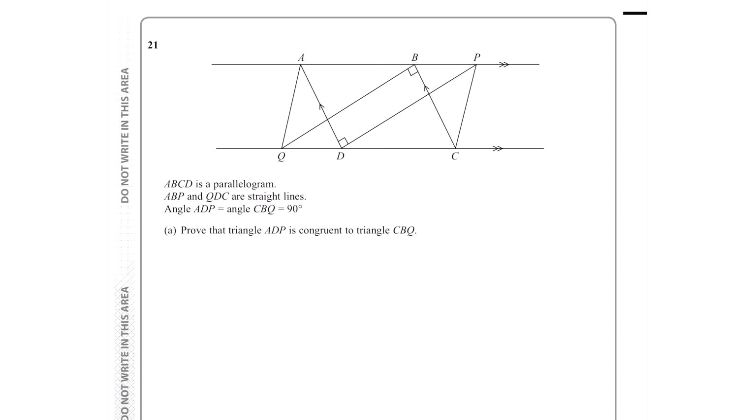Okay, so for the next one, we have been given a diagram, and it says prove that ADP is congruent to CBQ. Now, to prove something's congruent, they've got to have 3 sides that are the same, or 2 angles and a side that are the same, or 2 sides and an angle that are the same. So I'll first highlight what the question's asking us for. So they're asking us to compare this with this.